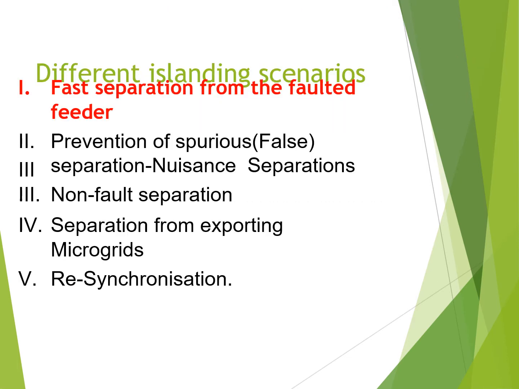So let's see different islanding scenarios. The first one is fast separation from the faulted feeder. The second one, the prevention of speedy separation, especially nuisance separations. The third one, non-fault separation. The fourth, separation from exporting microgrids. And the last one, resynchronization. So first, let's move to the first scenario, fast separation from the faulted feeder.